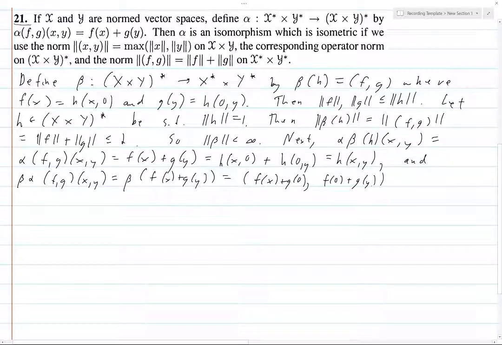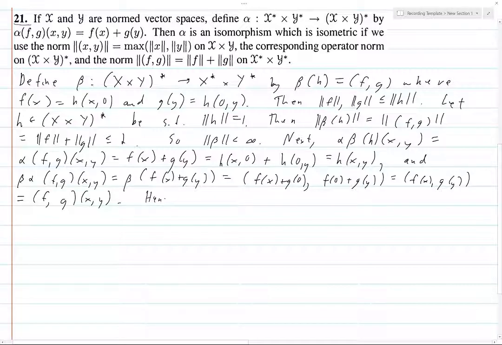But these are linear, and so you plug in 0, you get a 0. Right, because scalars, and 0 is a scalar. So this is f of x, g of y, and that is (f, g) evaluated at (x, y). So you plug in the (f, g), and it doesn't do anything.